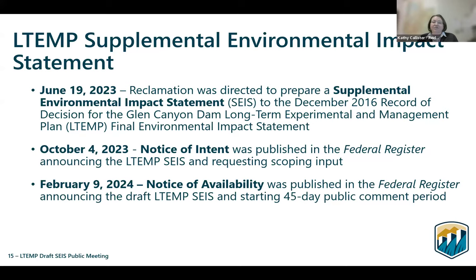And if you're having trouble finding the notice in the Federal Register, it is under the Environmental Protection Agency's Friday notice, where they publish all the environmental impact statements that are available. And please reach out if you can't find it. We can make sure we can get you a copy.